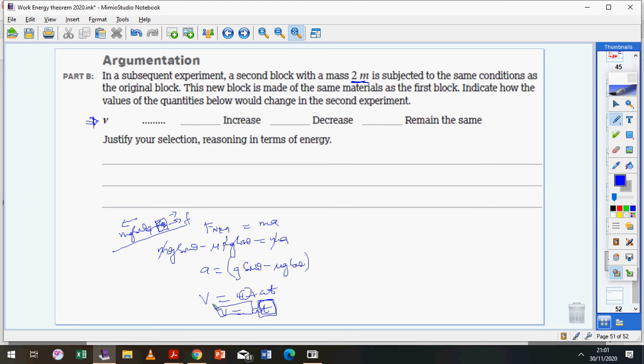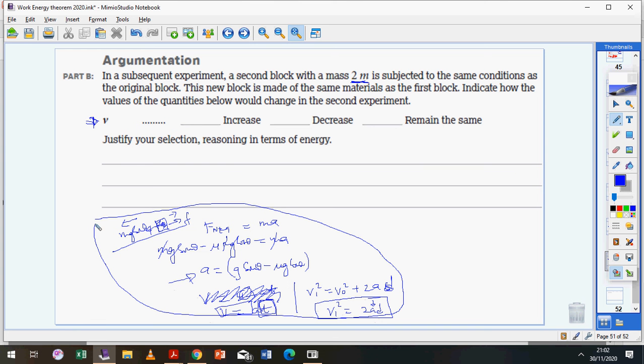Let me use an equation that doesn't have time so that you can see it. If I use v1 squared equals v0 squared plus 2as, or 2ad in this case, the v0 is 0, so I have v1 squared is equal to 2ad. This equation has nothing to do with mass, but it has something to do with acceleration. However, we have shown here that the acceleration is also independent of the mass. Now, you don't have to use all these equations. I'm just using this to explain this to you. But all you have to say is that the v will remain the same.